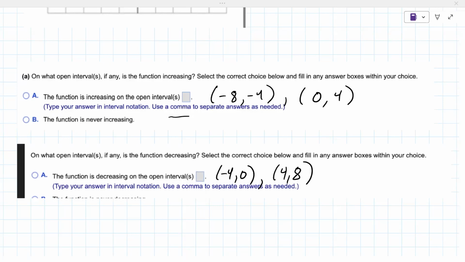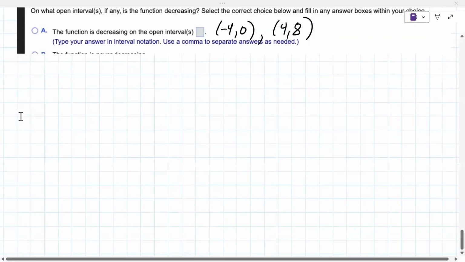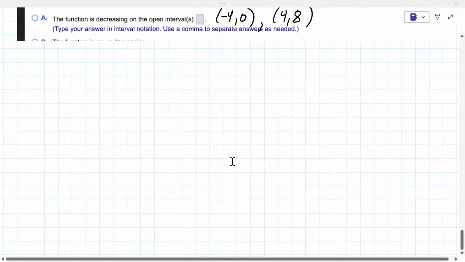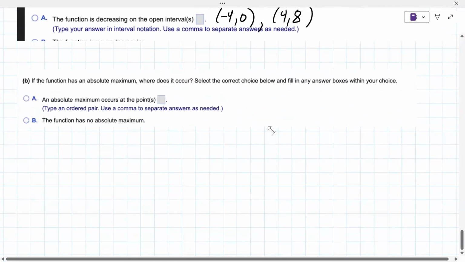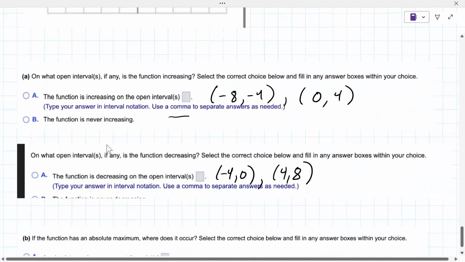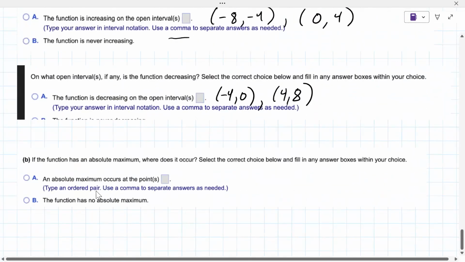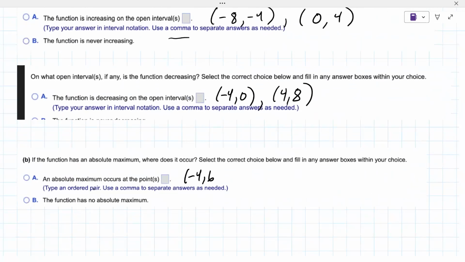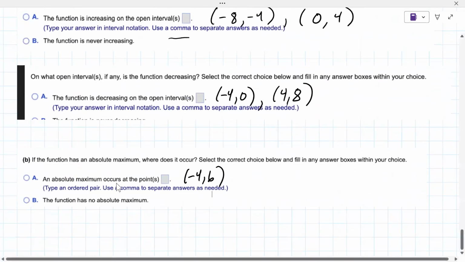Okay, next one here is the absolute max. So it's kind of like we just keep going back to the graph to answer these questions. The absolute max is wherever the biggest, tallest point is, and you can see it's up here at -4 comma 6. And you can see in the way it wants you to write the answer, it says use an ordered pair, -4 comma 6. Now there could be more than one, that's why it says use a comma, but there's only one peak in this case.